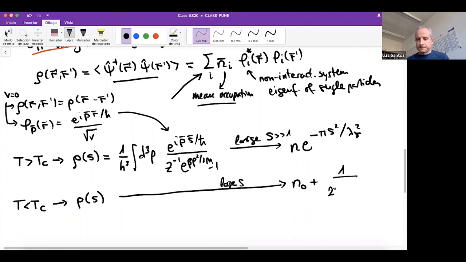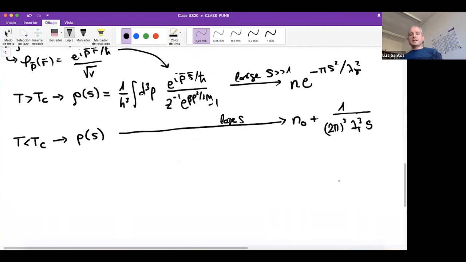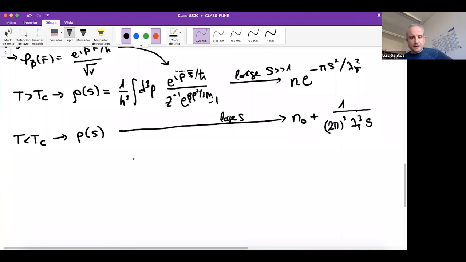Something which goes with the inverse distance, yes? So this is a very different evolution of this correlation function. Let me just plot it here. So this is distance, and this is this correlation function. Now, this is n, and let's say that this is n zero.